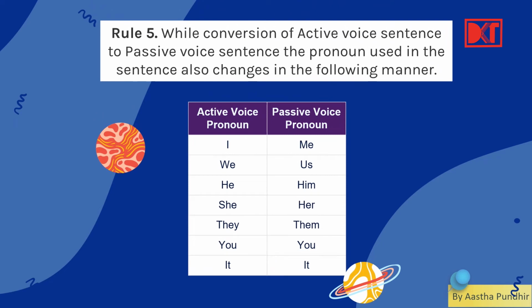Okay, now another one. Here, while conversion of active voice sentence to passive voice sentence, the pronoun used in the sentence also changes in the following manner. The pronouns will also change, because as per the situation. When we see examples and do questions, you will understand this more clearly. But you just have to see that the active pronoun changes into the passive pronoun. We will do questions also after this. After the questions you will get a little clarity. After that, if you read these rules again, you will understand them even better. Okay, so I changes to me, we changes to us, he changes to him, she changes to her, they change to them, you changes to you, you stays you, it stays it. All right.